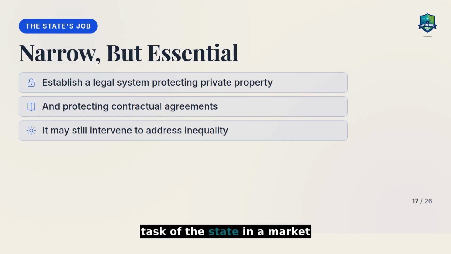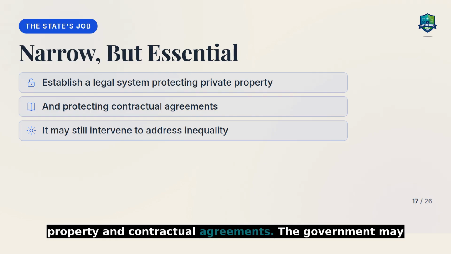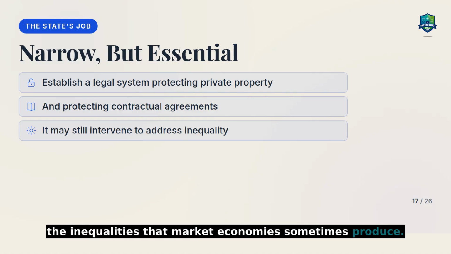The task of the state in a market economy is narrow but essential. Establish a legal system that protects private property and contractual agreements. The government may still intervene to address the inequalities that market economies sometimes produce.